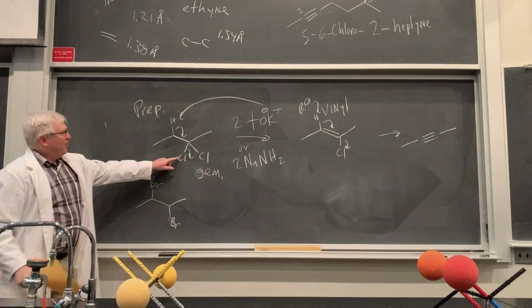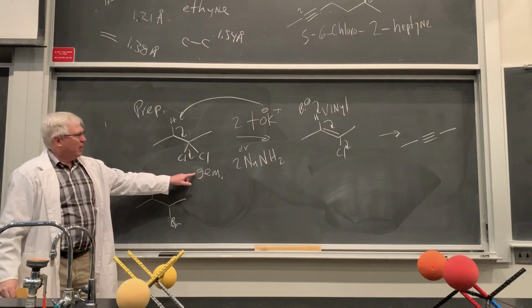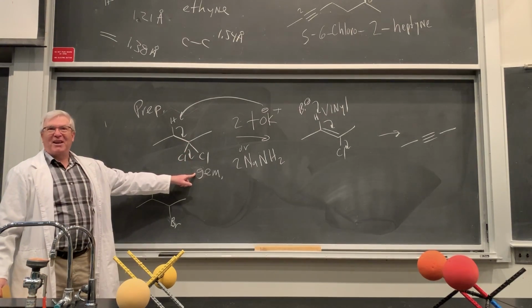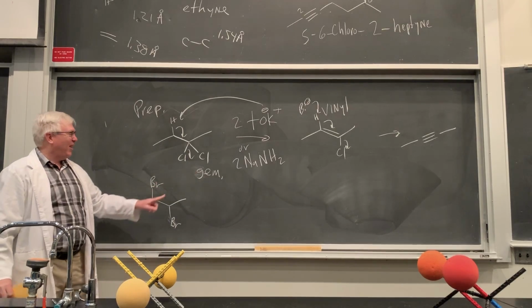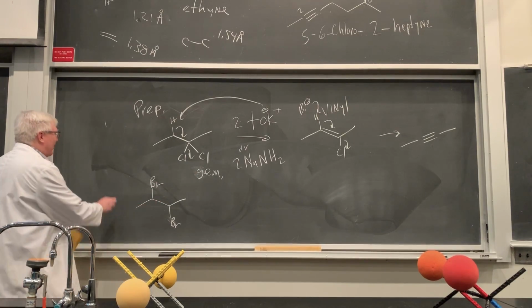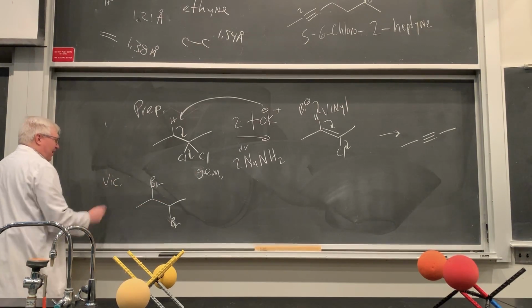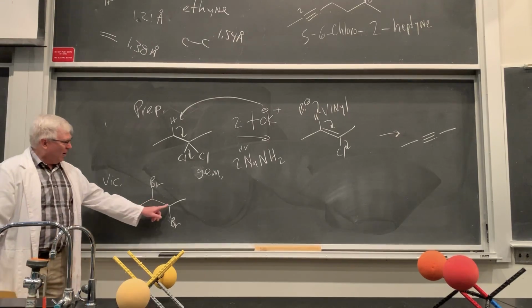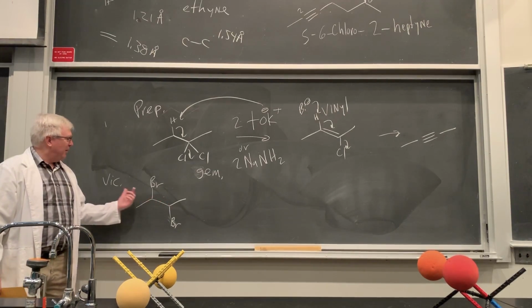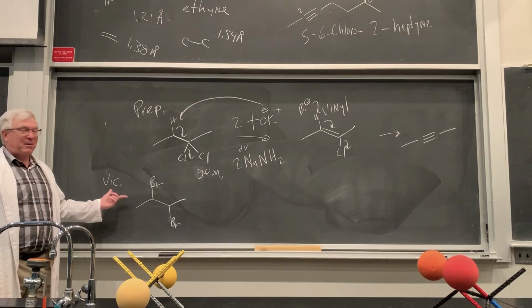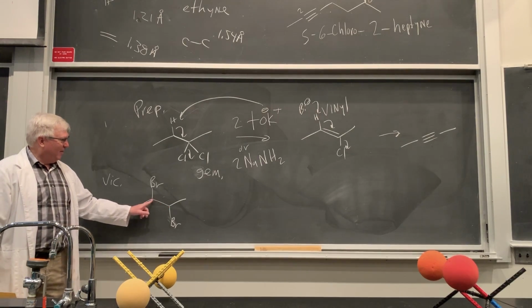Geminal groups are on the same carbon. Geminal from gemelos or Gemini, which means twins, right? Or they can be vicinal to each other. Vicinal leaving groups are on adjacent carbons, 1,2. They're vecinos or neighbors, if you remember your Spanish. A little bit different here.